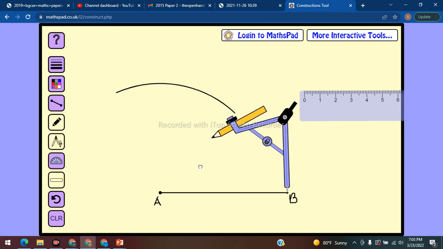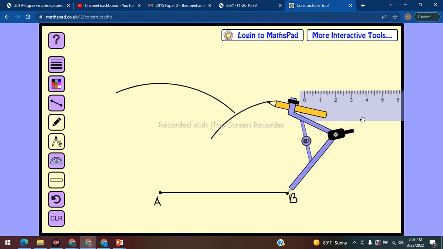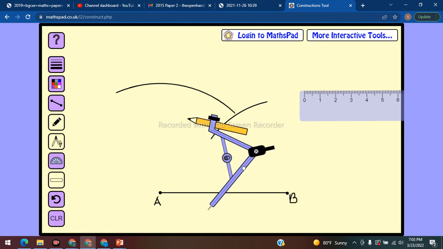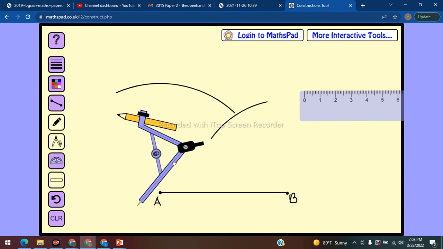Okay, so we need to do this. This is going to be 6 centimeters, so we need to extend that. Now, notice that they don't connect, right? So what do you think we need to do? Connect. You're right.